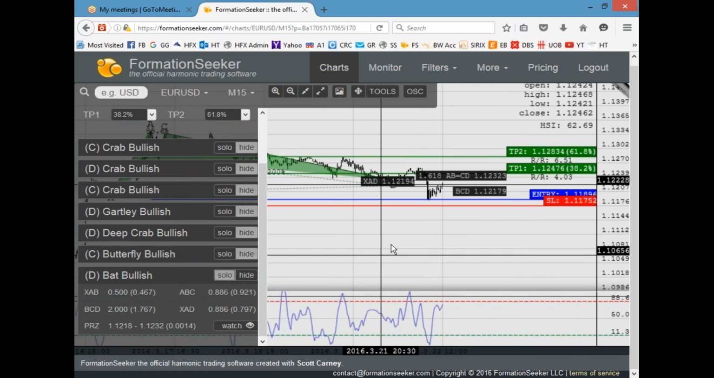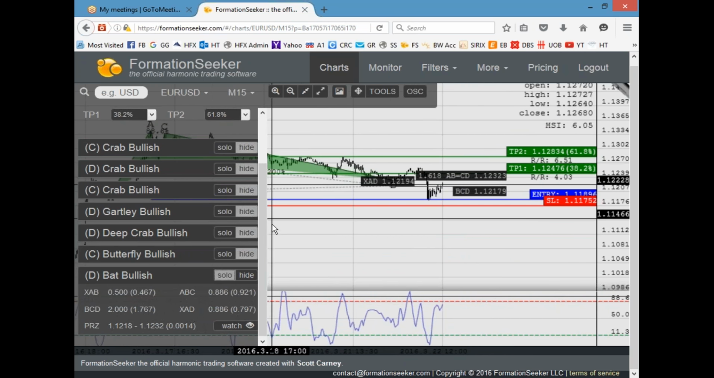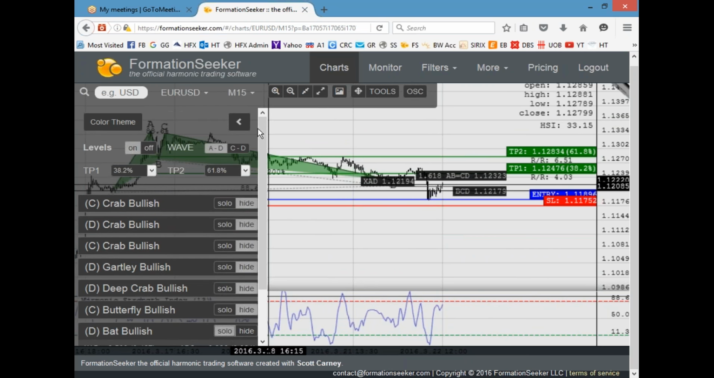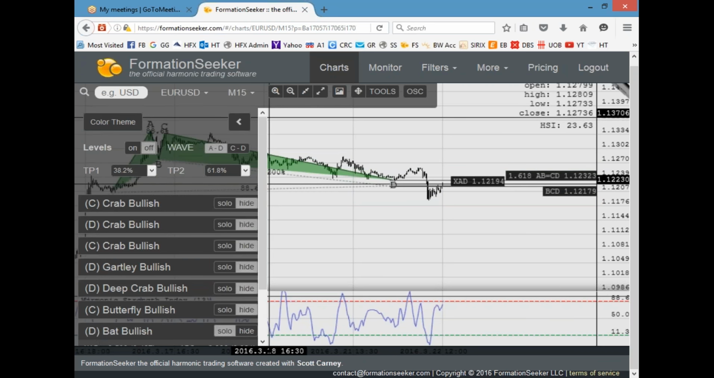Okay, where is this zone? No, this zone is also pretty high. There was a bat pattern at the same level. But let's try to analyze this together. So I'll turn off the levels.